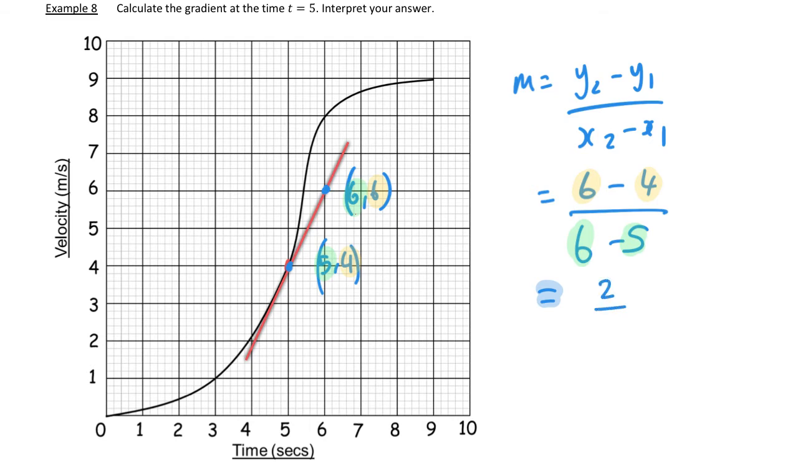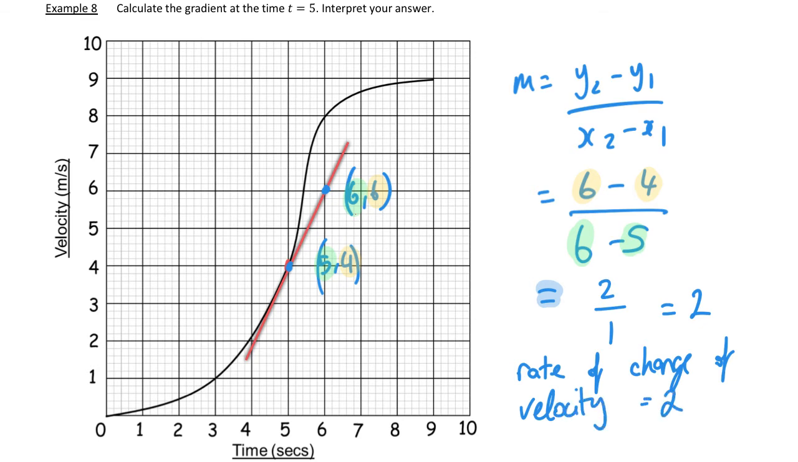6 take away 4 is 2, 6 take away 5 is 1, so that means the gradient is 2. To interpret that would mean that the rate of change of velocity is 2, which means that each second at that point the velocity would be increasing by 2, and the rate of increase of velocity is acceleration, so that means the acceleration would be 2.